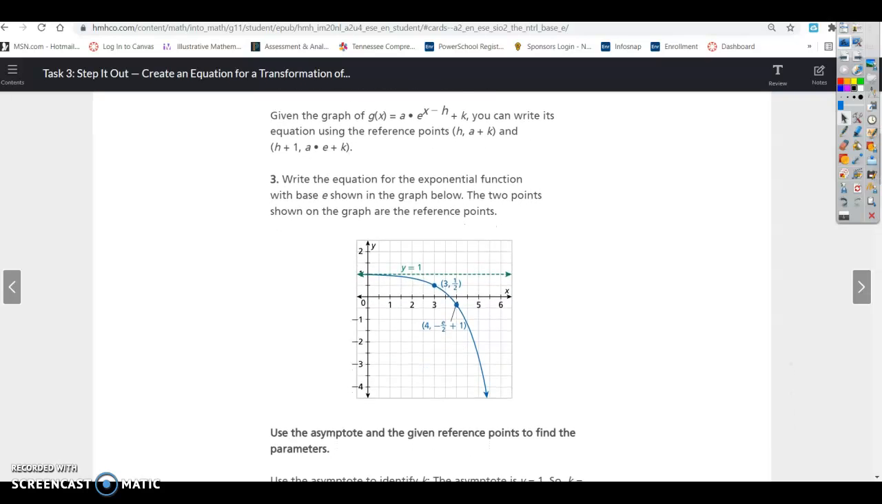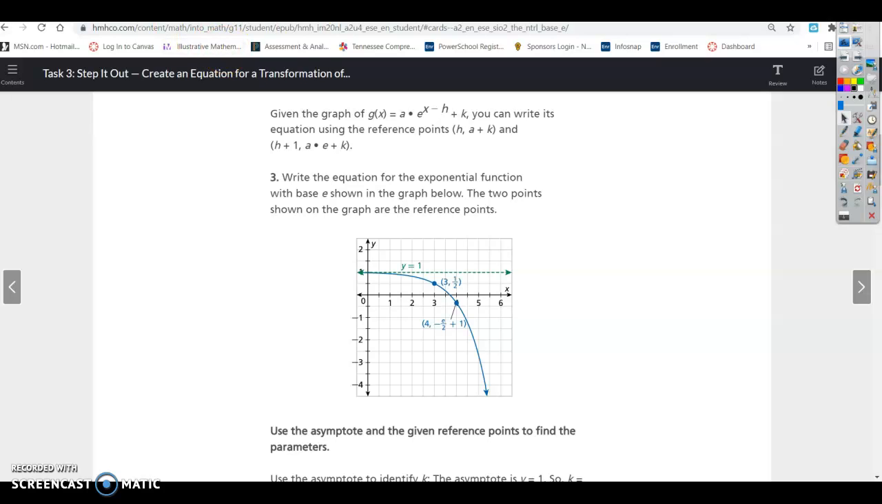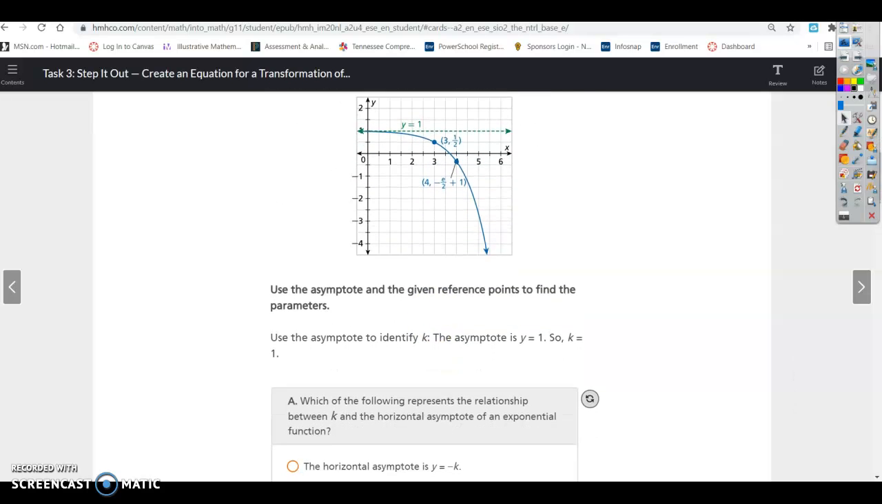All right, so you can see they have given you the horizontal asymptote, that's y equals 1, and they've given you 2 reference points, 3, 1/2 and 4, comma, negative e over 2 plus 1. It says use the asymptote and the given reference points to find the parameters. Use the asymptote to identify k. The asymptote is y equals 1, so k equals 1.